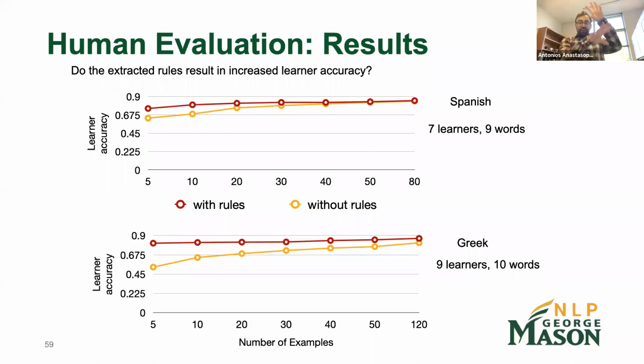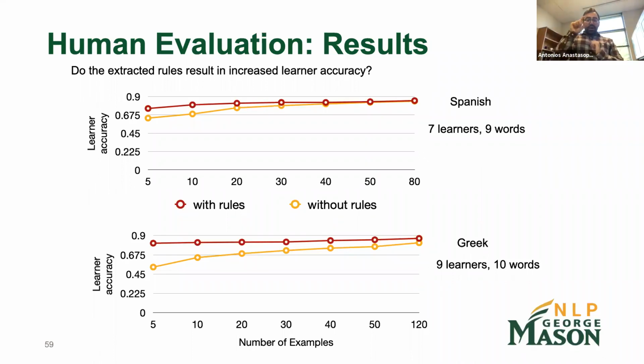So in our study, we focused on Spanish and Greek, and we had 7 learners with 9 words in Spanish, 9 learners, and 10 words in Greek. And there's a bunch of interesting things here. On the x-axis, I'm showing you how many examples they had to go through before they got 10 examples in the row correct for each sense. Okay, so when they did that, then they were like, okay, now you have learned the distinction, you can move on to the next word.